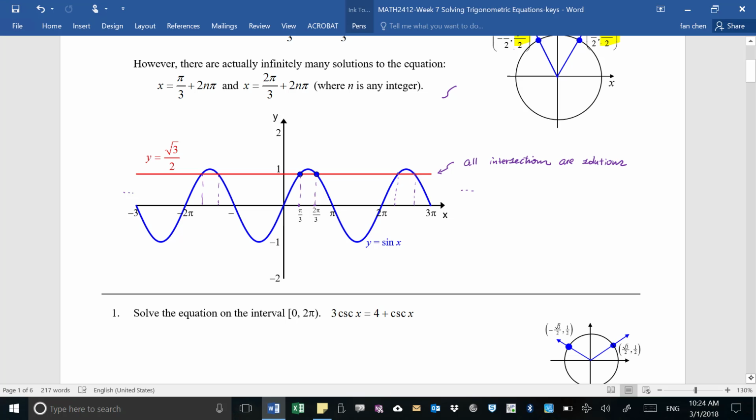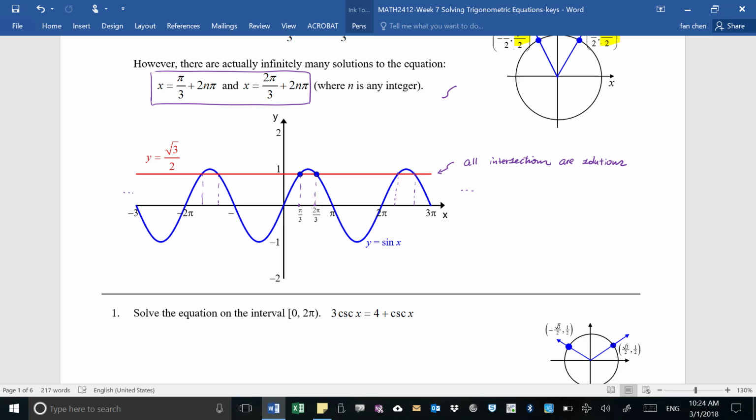So how can we write that? Therefore, you have x equal to pi third and 2 pi third, and you will repeat it. Think about this as every period. So you will have x equal to pi third plus 2n pi, or x equal to 2 pi third plus 2n pi, where n is an integer. So there are infinitely many solutions for this. That's your solution set.